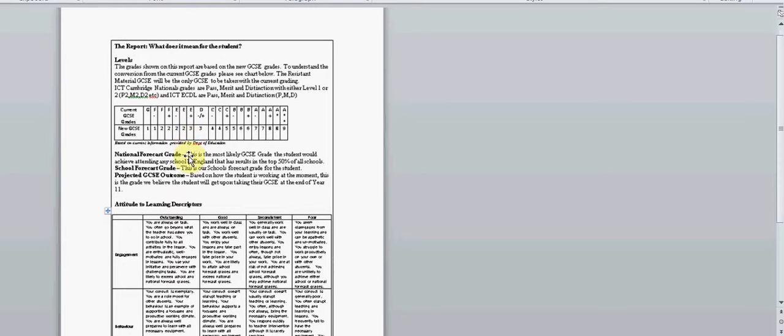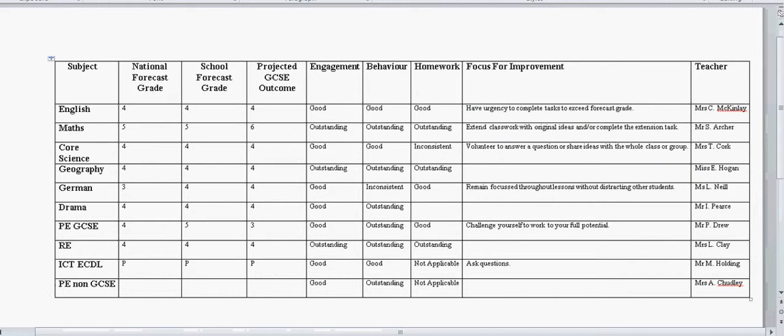Below that we've got what we call the national forecast grade, the school forecast grade, and the projected GCSE outcome. It's explained on there what they are. I'm now going to flick into the main body of the report and explain them again to you so you have an idea of what that might mean. So going back into the main body of the report here, we've talked already about the attitude to learning, the focus for improvement, the subject, and the teacher, and now we need to unpick what these three columns here will tell us.